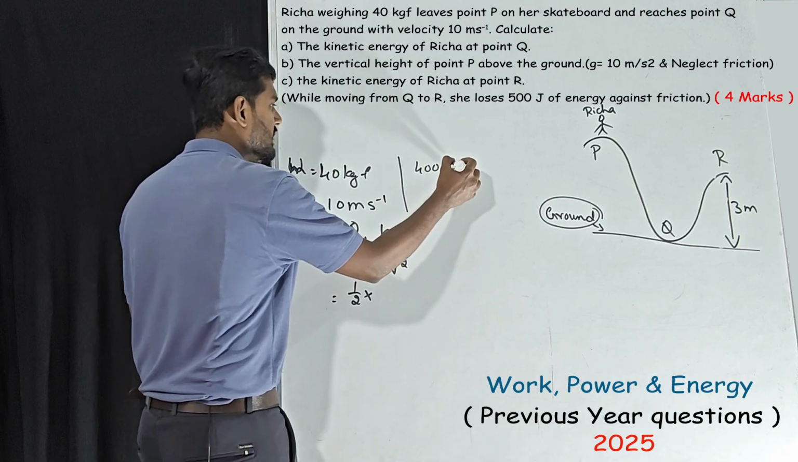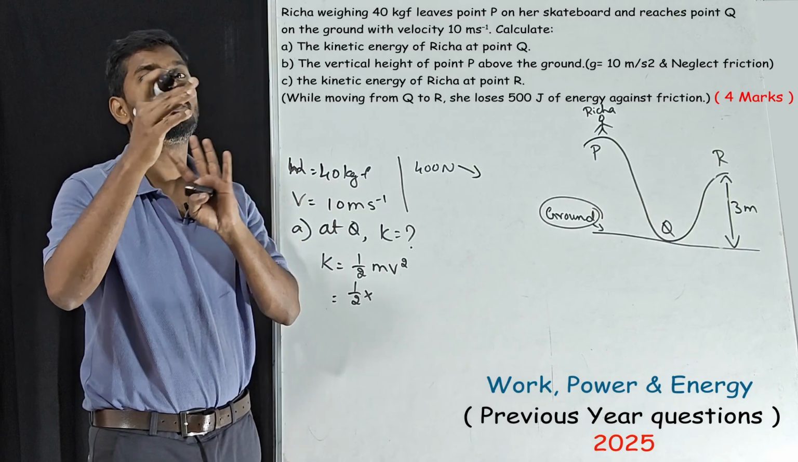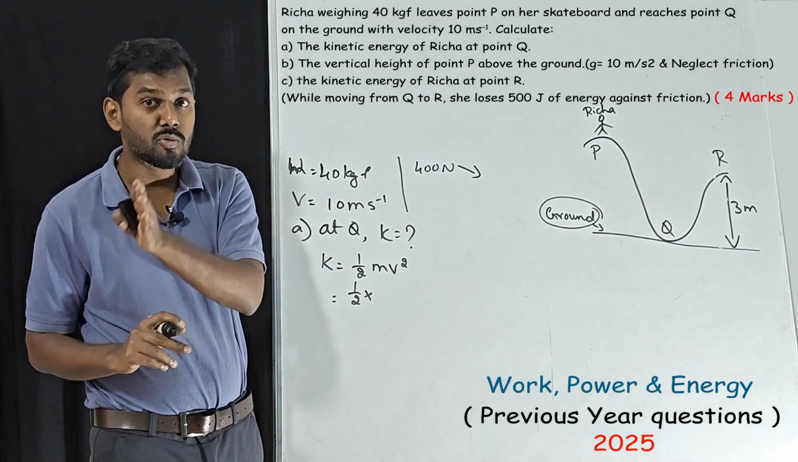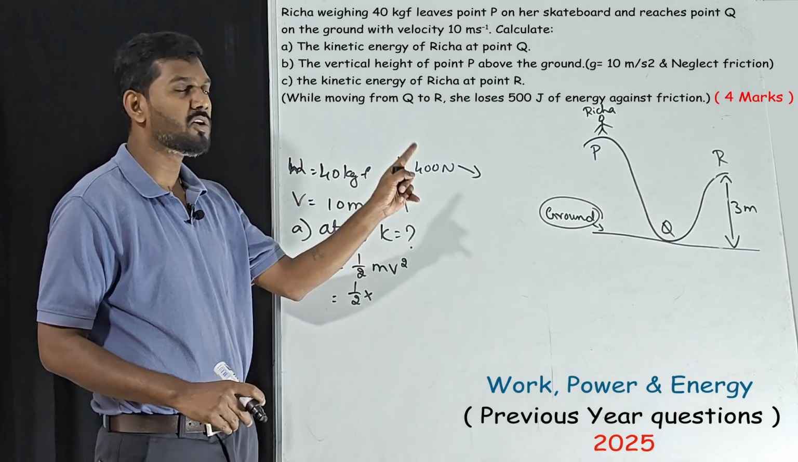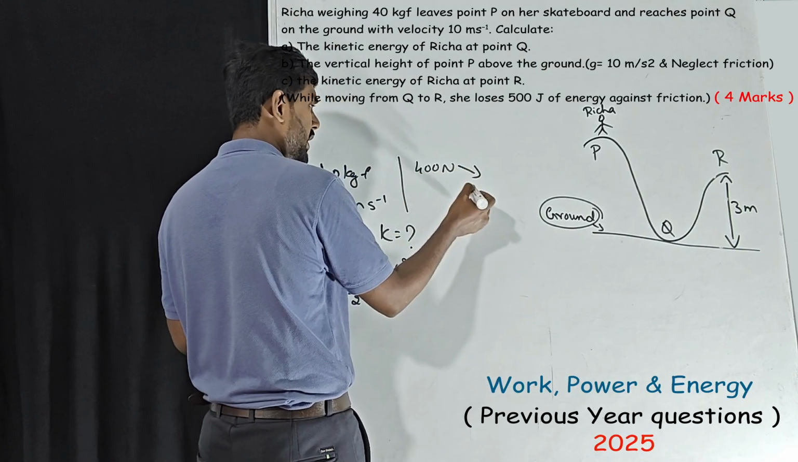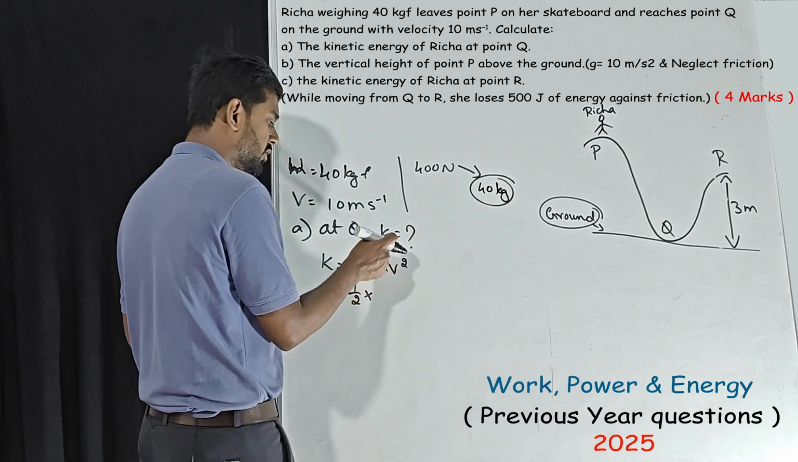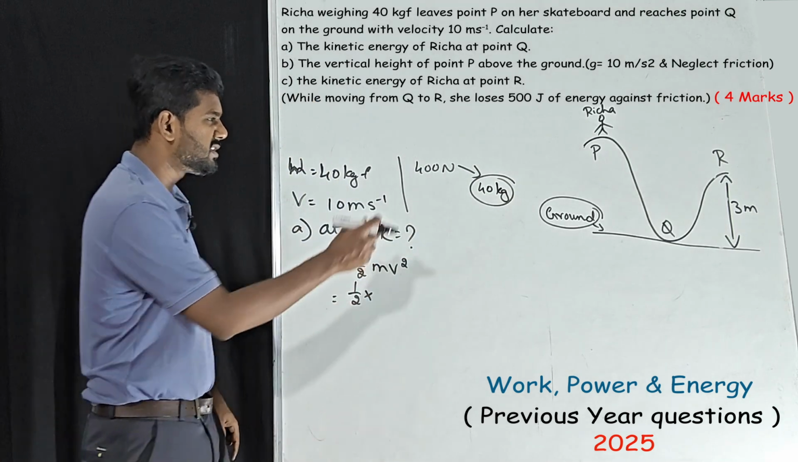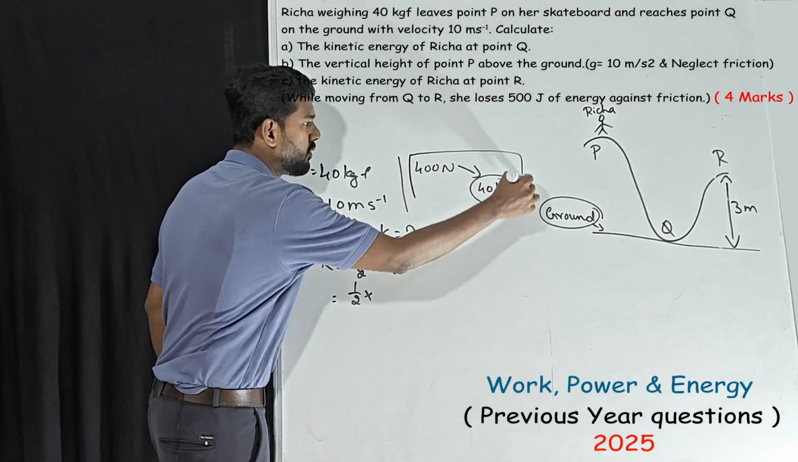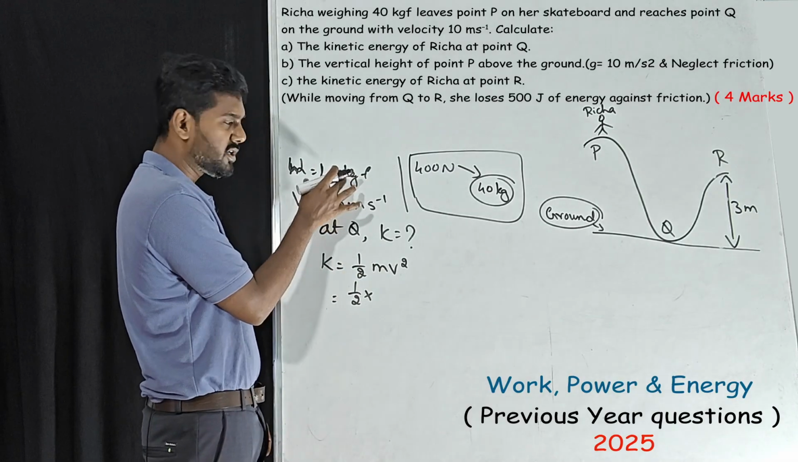So you have to convert this into kg. Whenever we are converting from kg to Newton, we multiply by 10. Kg to Newton, multiply by 10. Newton to kg, it is division by 10. So 400 by 10 will be equal to 40 kg. Then you have to use that as the mass. This is very much important, focus on these things.